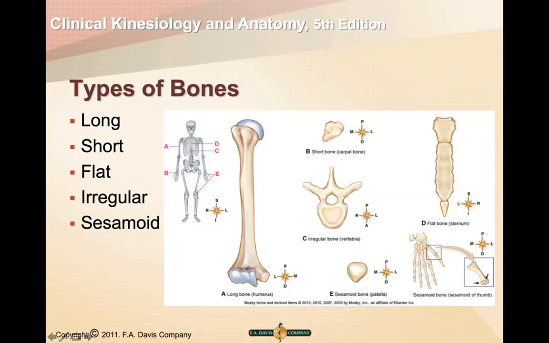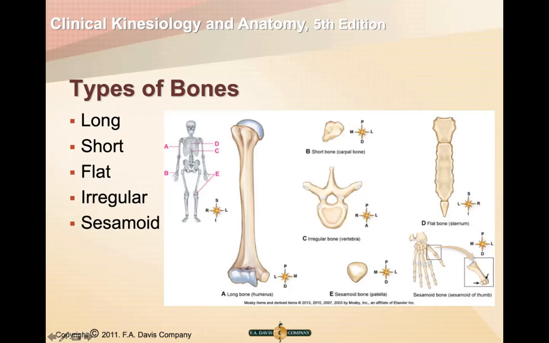Okay, let's look at B, short bones. Short bones would be like your carpal bones. The carpal bones in your wrist are little bitty, short, round, rock-like formations. If you look at them one by one, they do look kind of like little pebbles. Those are called the short bones.